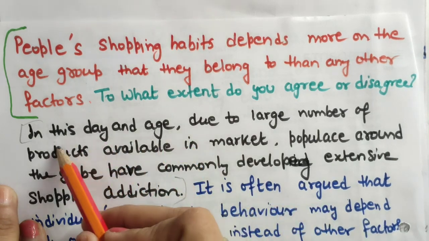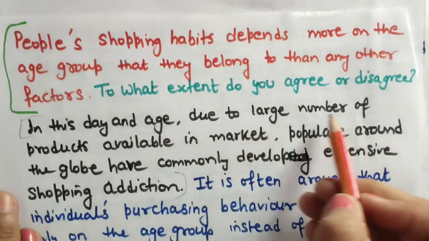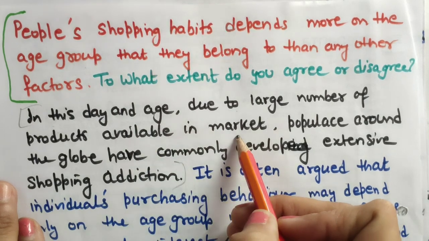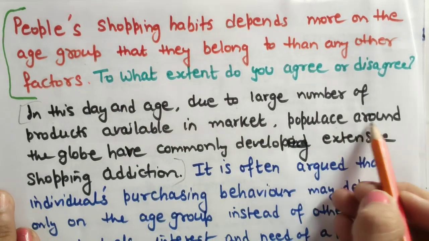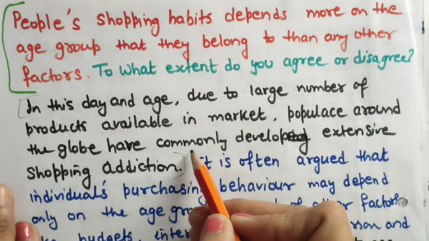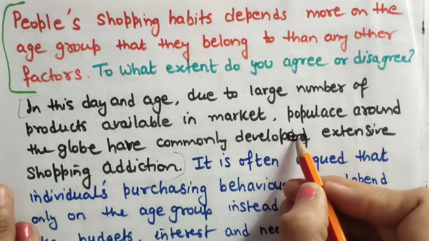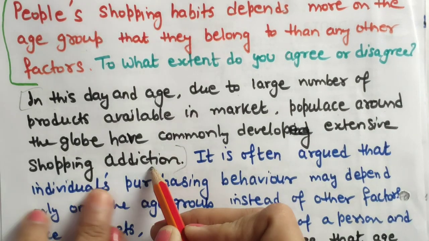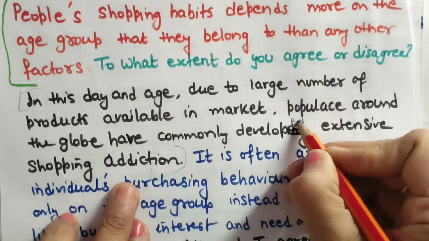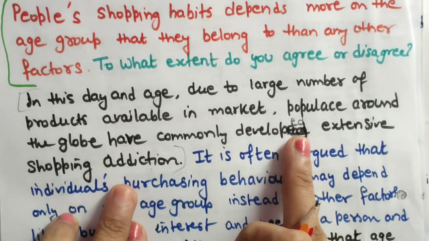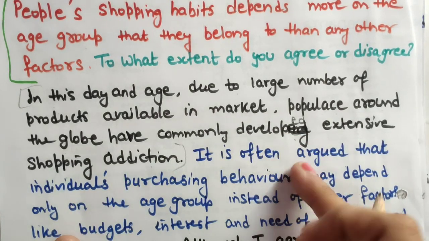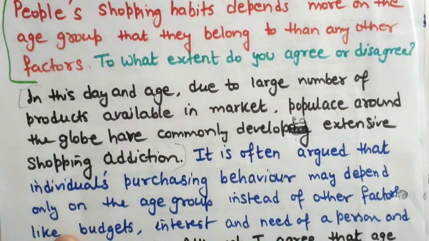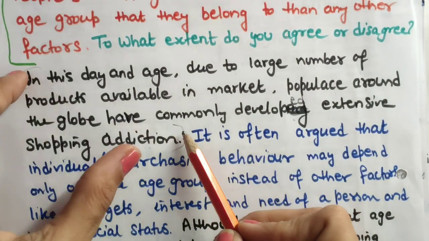In this day and age, due to the large number of products available in the market, people around the globe have commonly developed extensive shopping addiction. Okay, for this, you should not write "developed" in your exam. It looks really bad in writing if you just make it like that. Okay, now this is the common sentence.